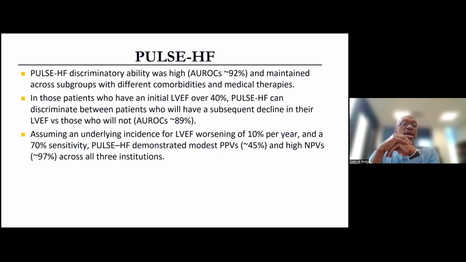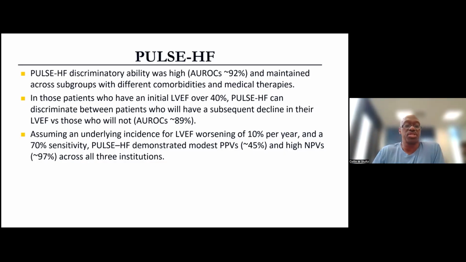Now, assuming that you have an underlying prevalence across this population of 10% per year, and this number comes from other registries, from this you can calculate what fraction of patients per year will have an EF reduced to less than 40%. And roughly, this has been preserved in several different registries, about 10% per year. So using this as your baseline prevalence, the positive predictive values are modest at best, 45%. It goes up to 60% if you use repeated positive values, but the negative predictive value is about 97% across all three institutions.